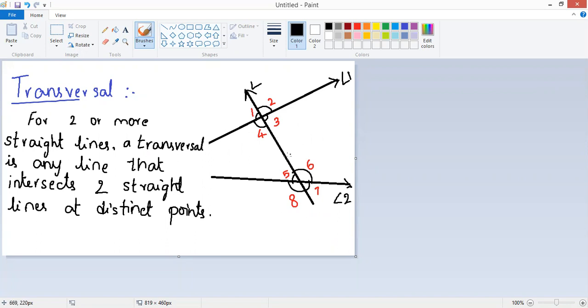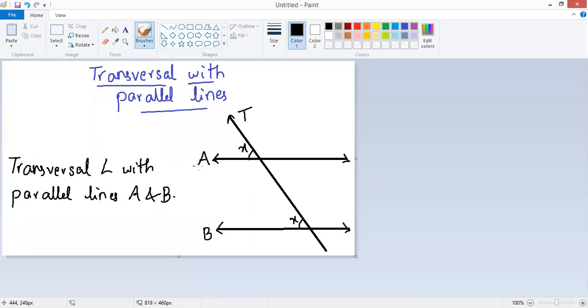You can observe that by intersection, this line L is forming many angles: angles 1, 2, 3, and 4 with line L1, angles 5, 6, 7, and 8 with line L2. In this video, I am explaining only a transversal intersecting two parallel lines, not non-parallel lines. If you consider lines A and B, which are parallel lines, and a transversal P is intersecting, it forms the angle X with both the lines. There are also many other angles formed at the points of intersection.